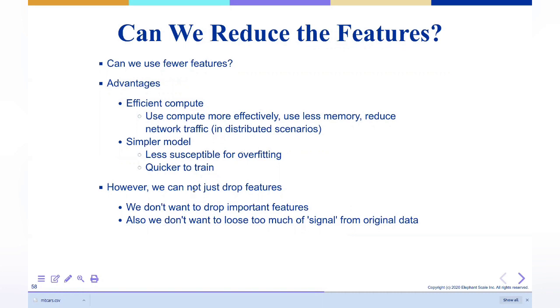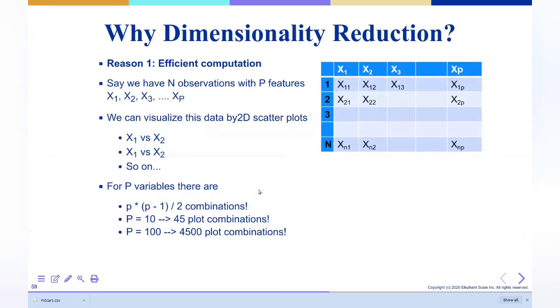One thing you can do is say, why don't I just drop the columns? Somebody gave you 100 columns, and you say, you know what, I'm just going to drop 90 columns and only pick 10. But how do you pick those 10 columns? What if you accidentally drop some important feature? So these are the challenges if you want to simplify. So how do we do this?